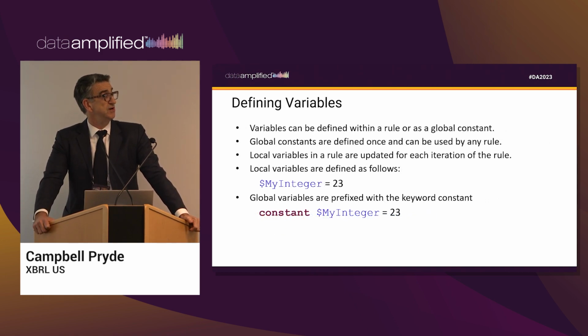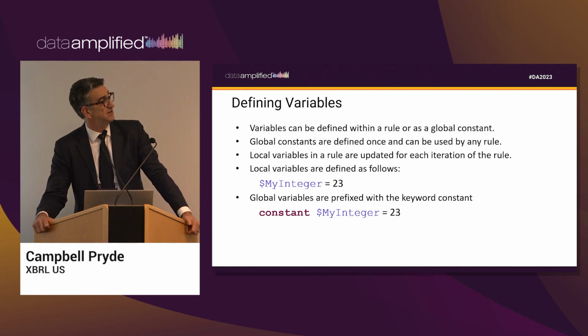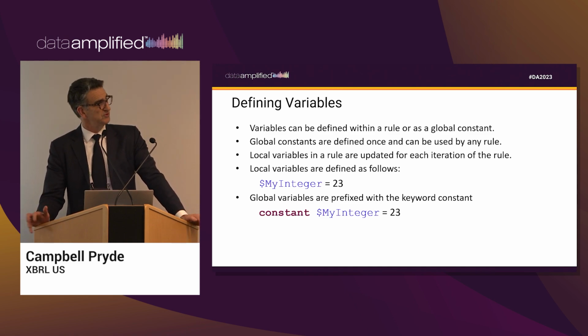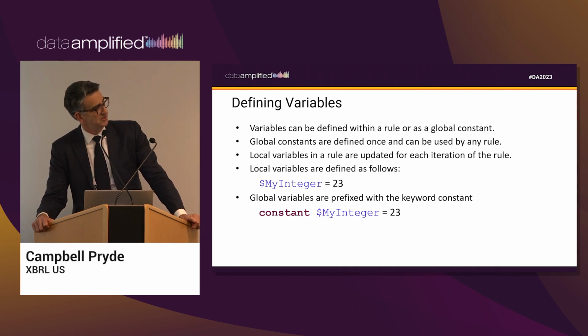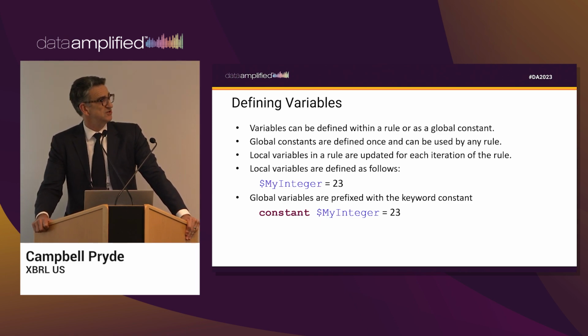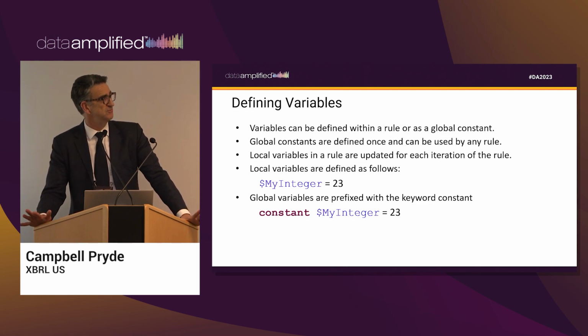Then defining variables. You can have local variables. So you've got my integer here, that's a local variable, but you can define a constant variable, which means that variable will apply over all the rules that you're running. And I've got this just as a literal value, but it can be an expression. That variable can be anything that you want, any object, whatever. So that's kind of powerful.